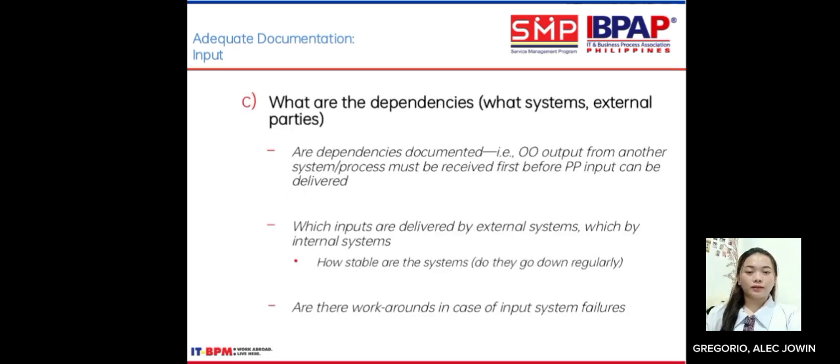C. What are the dependencies? What systems and external parties are involved, and are dependencies documented? Output from another system or process must be received first before the input can be delivered. Which inputs are delivered by external systems, and which by internal systems? How stable are the systems? Do they go down regularly? Are there workarounds in case of input system failures?